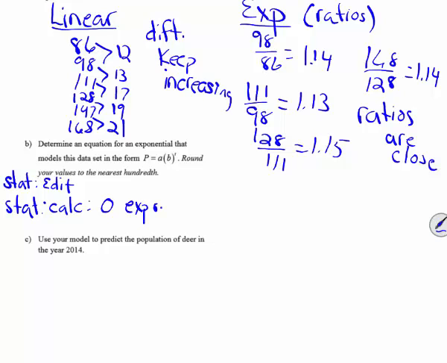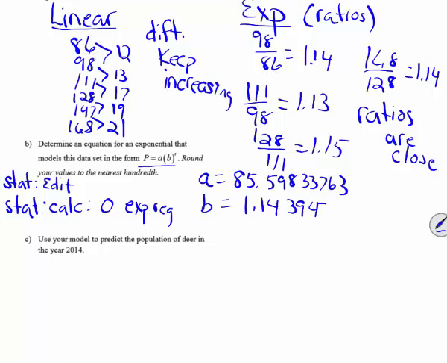And then you're going to do a stat calculate, and this is 0, which is going to say ExpReg, exponential regression. It's going to show you at the top this general form, and then it's going to give you a, b, and it's also going to give you an r, our correlation coefficient. So when I do that, a is 85.598333763, b is 1.1439624, and r turned out to be 0.999. So a pretty good example. They want everything rounded to the nearest hundredth.